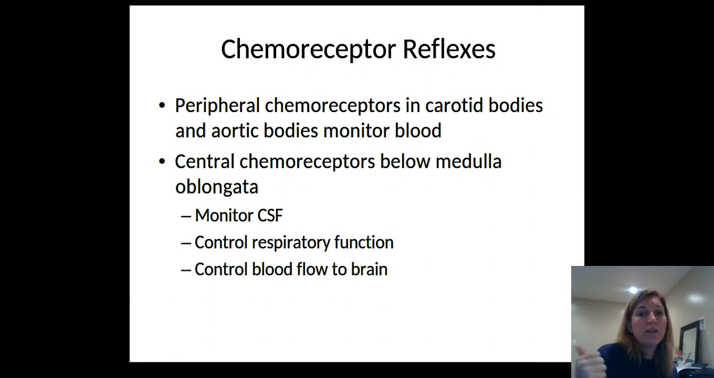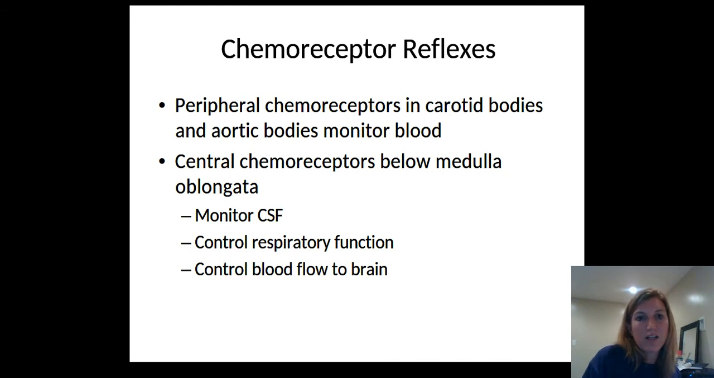Chemoreceptors monitoring CSF, they're located in the medulla oblongata as well. They're going to help monitor the CSF, control our respiratory function. So within the medulla oblongata, you have your cardioacceleratory and inhibitory, but you also have your respiratory centers. So if your blood pH is off, it could be because you have too much carbon dioxide. Or if you have too much carbon dioxide, it probably means you're not breathing enough, so not breathing fast enough. So you have to increase your respiration rate to get rid of that extra carbon dioxide, etc.